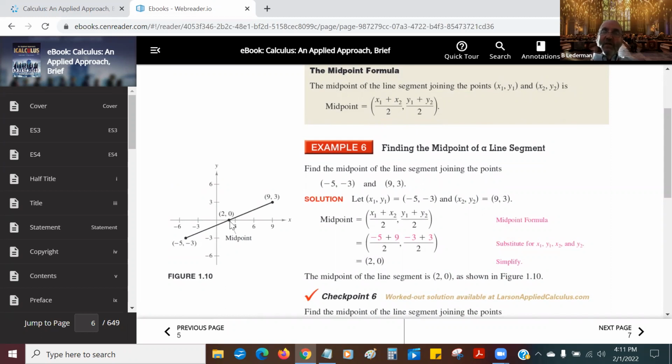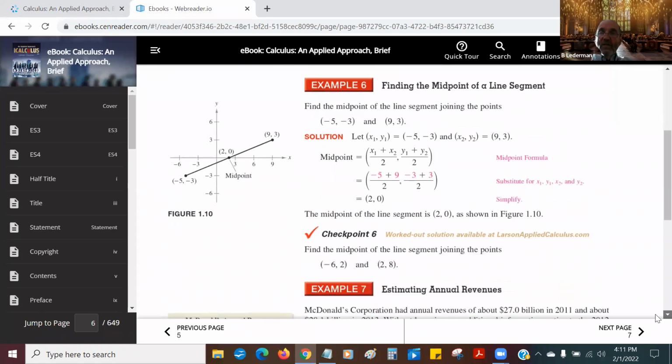So what I do is I take the average of the -5 and the +9, and that averages out to +2, because -5 plus 9 divided by 2, that's 4 divided by 2, which is 2. And the average from -3 to +3, that's -3 plus 3, which is 0, divided by 2, that's just 0. So the point (2, 0) is exactly halfway between (-5, -3) and (9, 3). Alrighty.